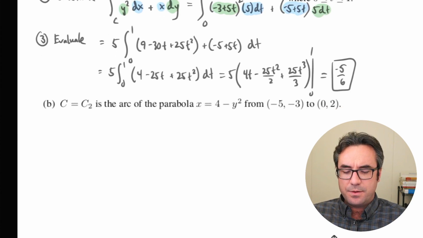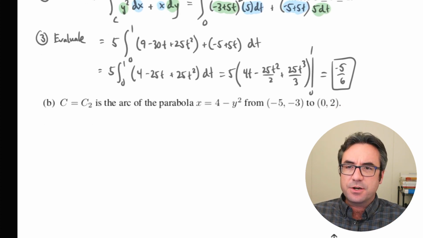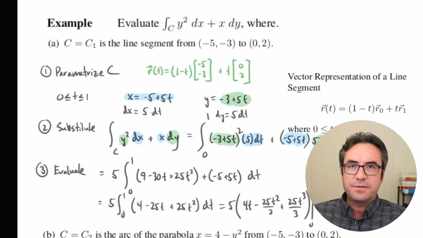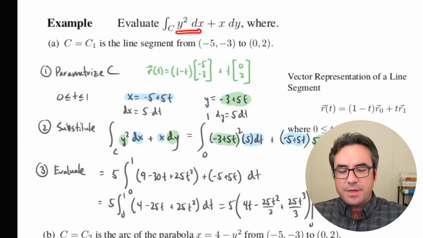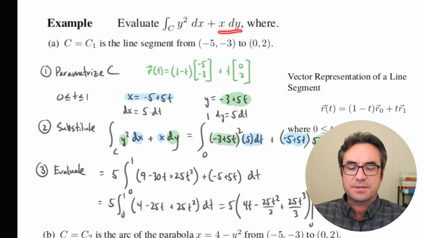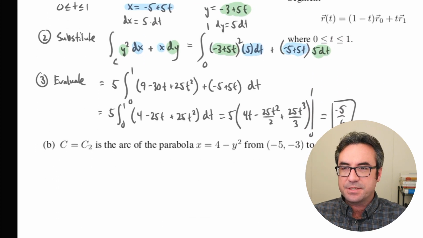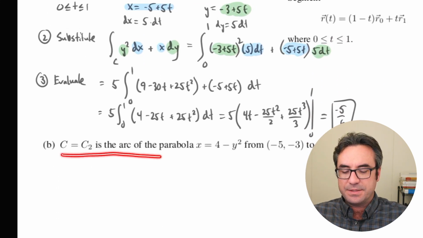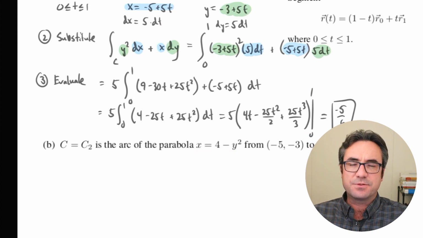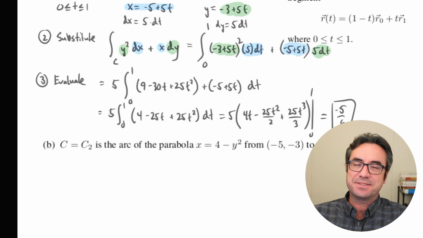And for the next part of this, same function. So we're doing the same kind of function here that we're integrating. We're doing the x line integral of the function y squared, and then the y line integral of the function x. But now we're going to be looking at a different curve. In this case, we're going to be looking at the curve when it's a parabola given by x equal to 4 minus y squared. So we'll see that in class.